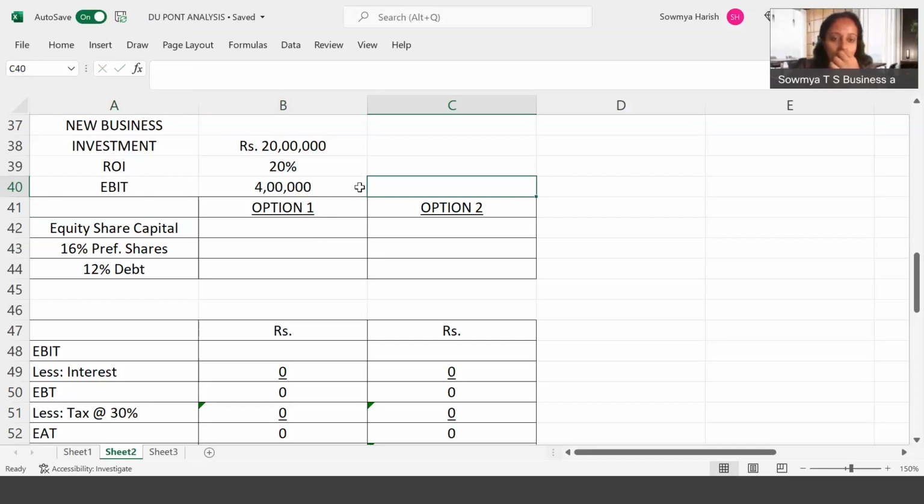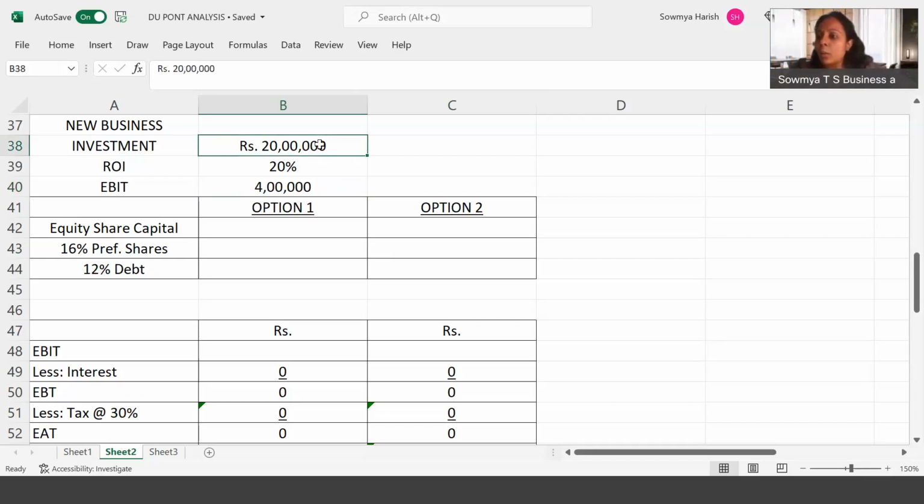It comes up to 4 lakhs. So you can expect an ROI of 20%, an EBIT of 4 lakh, when you have made an investment of 20 lakhs. So this is about the new business you want to start. But the next question is, how are you going to get this investment? This 20 lakhs, how are you going to get this investment?